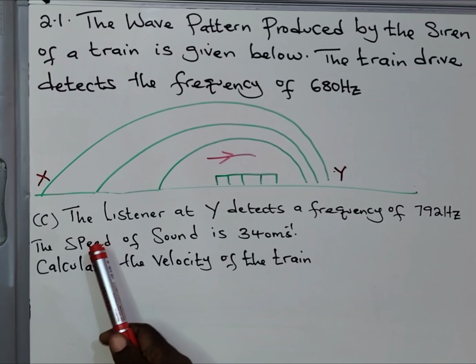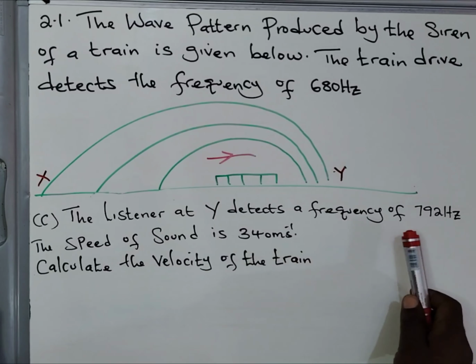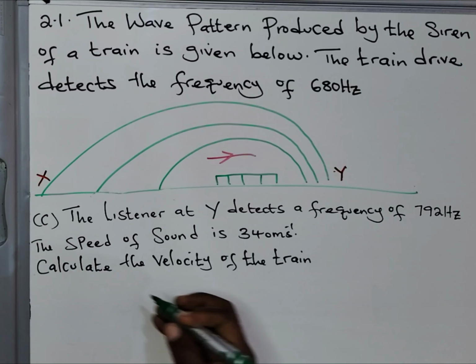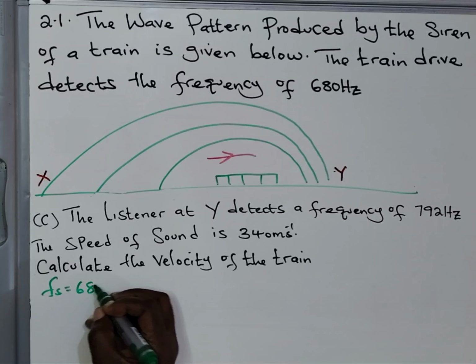So this question says that the listener at Y detects a frequency of 792 Hz. The speed of sound is given as 340 meters per second. Calculate the velocity of the train. And how do you go about this? Okay, let us start with what we have. Okay, what we have is the frequency of the source, which is 680 Hz.